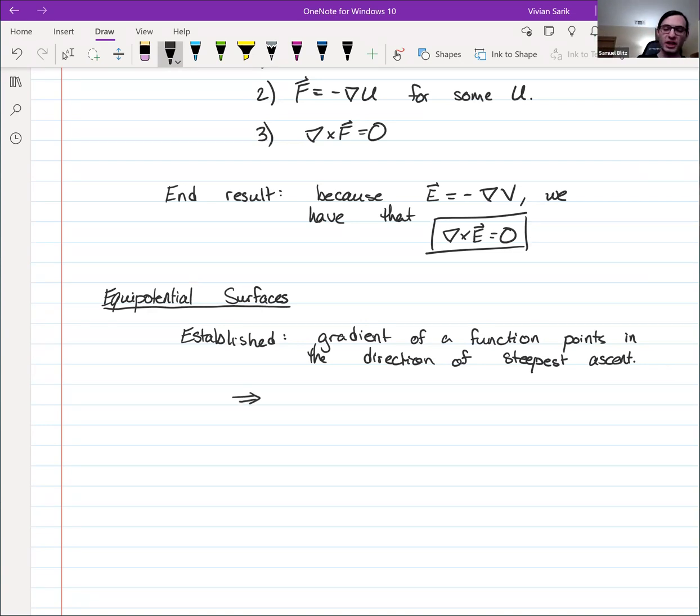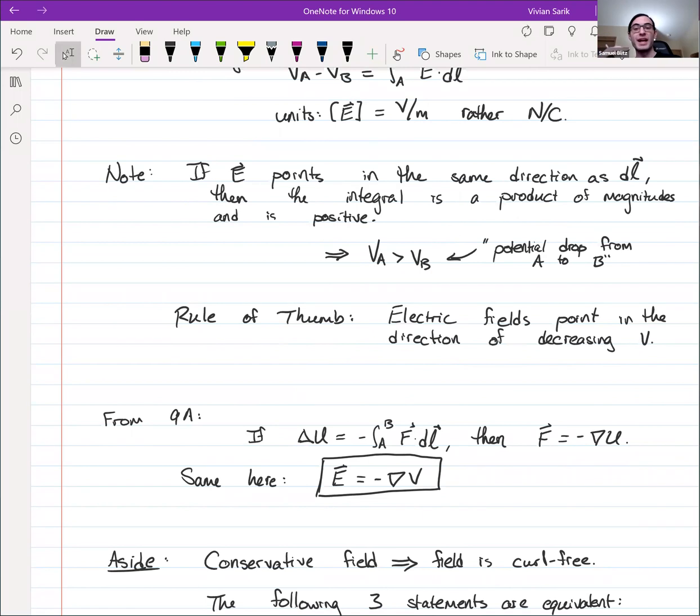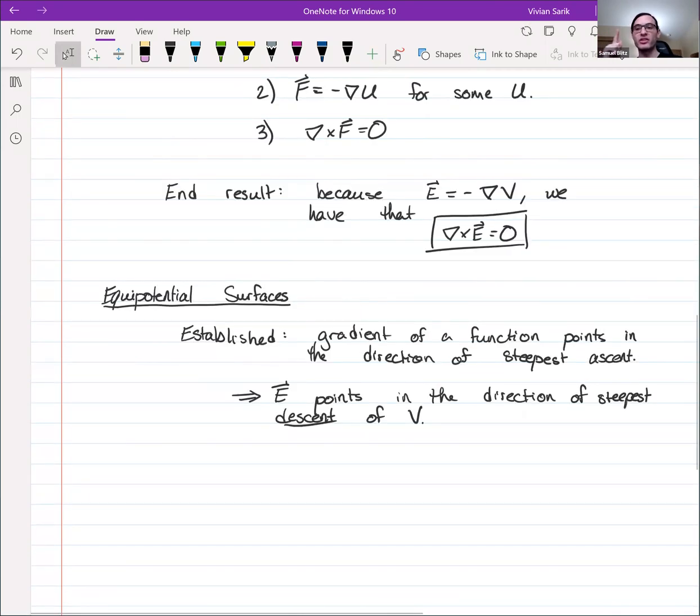And so what that tells us about the electric field is that the electric field points in the direction of steepest descent, because it has a negative in front. And this is of the electrostatic potential function, which already agrees with the rule of thumb, right? The rule of thumb is that the electric field points in the direction of decreasing V. And it's not just any direction of decreasing V. It's the single direction that decreases V the fastest. Except in some very degenerate cases, there is only one direction that decreases the potential the fastest, and the electric field points in that direction.